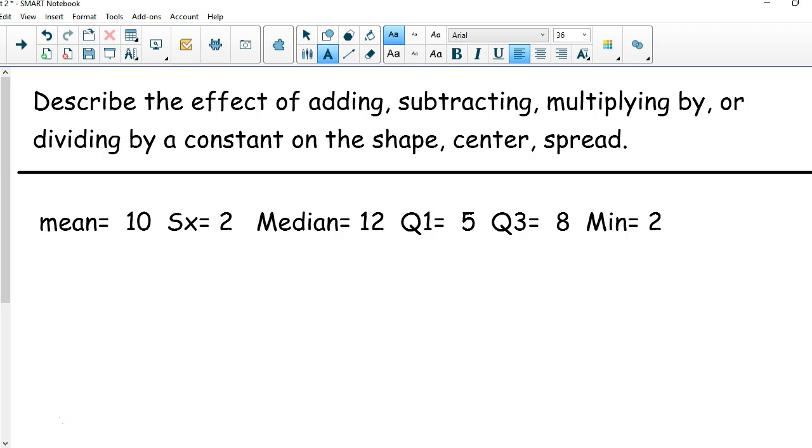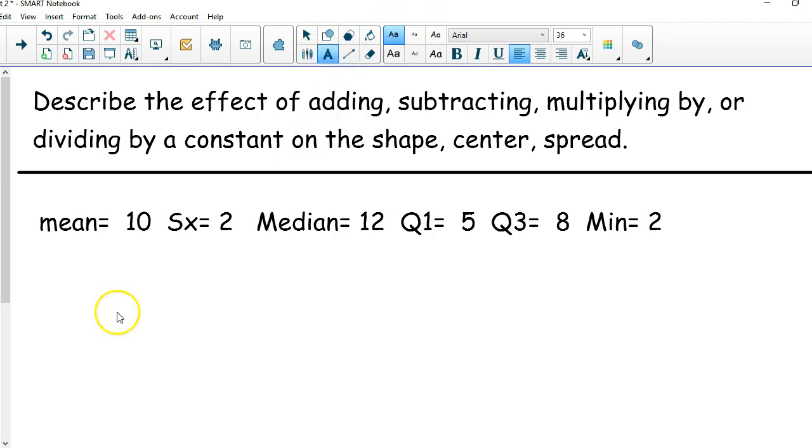Okay, the next thing we're going to talk about is adding, subtracting, multiplying, or dividing by a constant. What's going to happen to the shape, the center, and the spread? So here's my distribution of test scores. The average is 10, standard deviation is 2, and median is 12. Quartile 1 is 5, quartile 3 is 8, and the minimum is 2. I don't like those scores. They're too low for me. So what am I going to do?